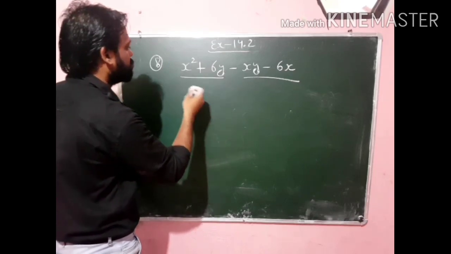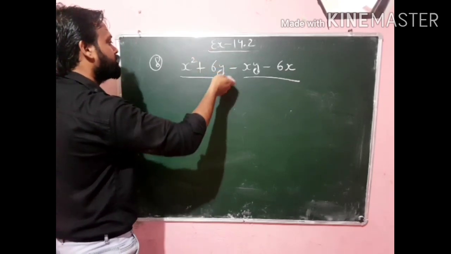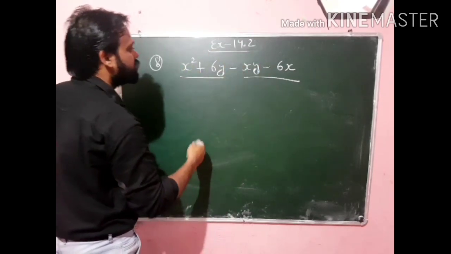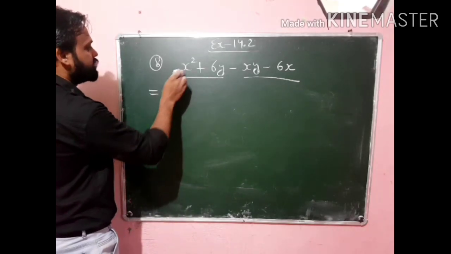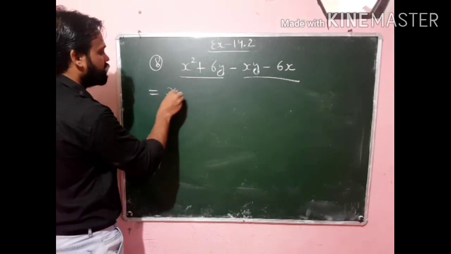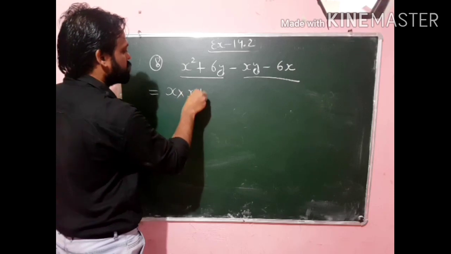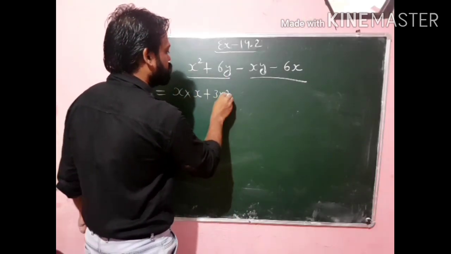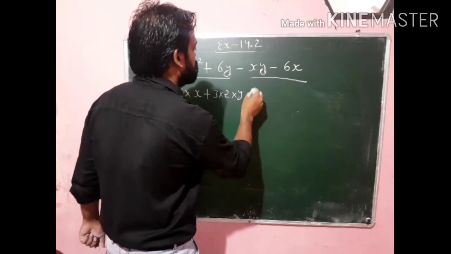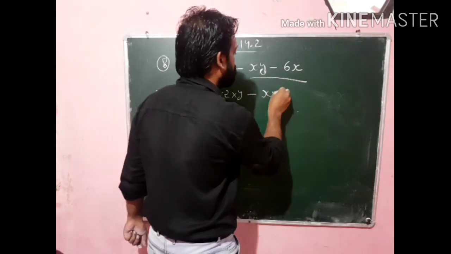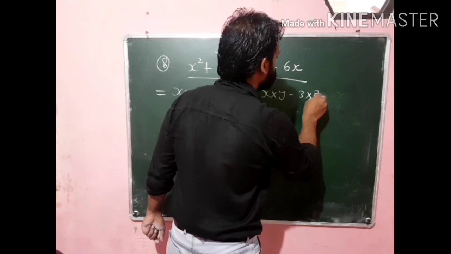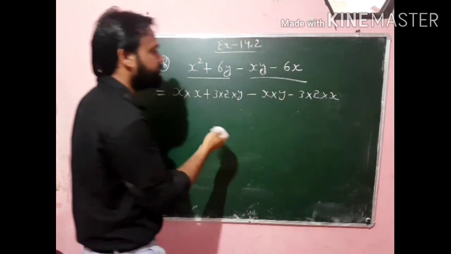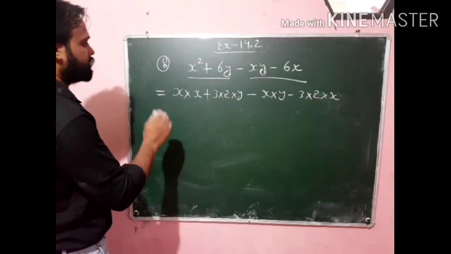Okay, let's see what will happen if we take these two terms into the first group and these two terms into the second group. So now you can see the step is we have to make the factors like this: x into x plus, and how can we write this 6? This is 3 into 2 into y, and also this is minus x into y, and then minus 3 into 2 into x. So like this we have made the factors of each term.